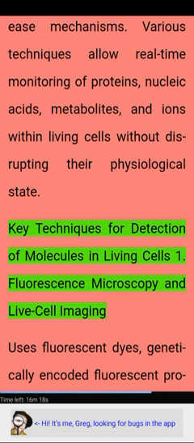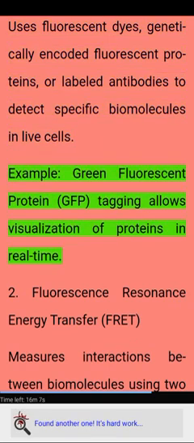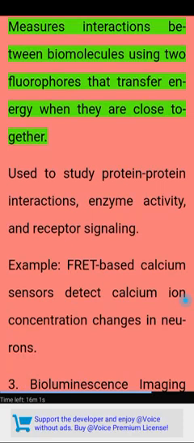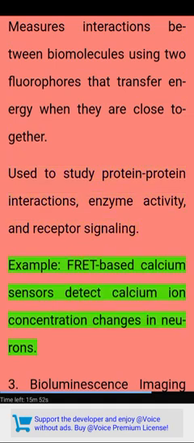1. Fluorescence microscopy and live cell imaging. Uses fluorescent dyes, genetically encoded fluorescent proteins, or labeled antibodies to detect specific biomolecules in live cells. Example, green fluorescent protein (GFP) tagging allows visualization of proteins in real time. 2. Fluorescence resonance energy transfer (FRET). Measures interactions between biomolecules using two fluorophores that transfer energy when they are close together. Used to study protein-protein interactions, enzyme activity, and receptor signaling. Example, FRET-based calcium sensors detect calcium ion concentration changes in neurons.